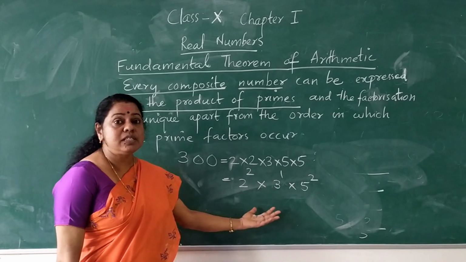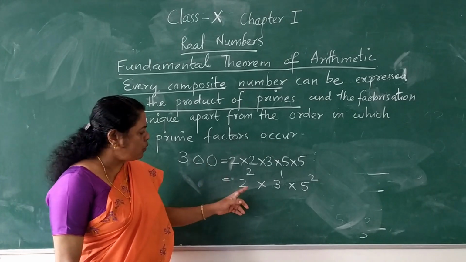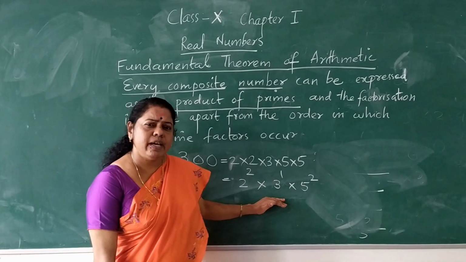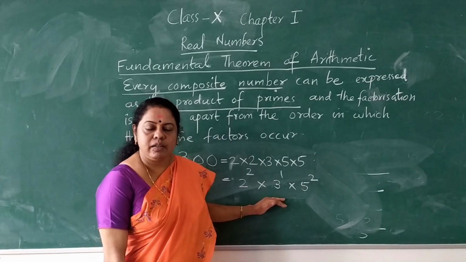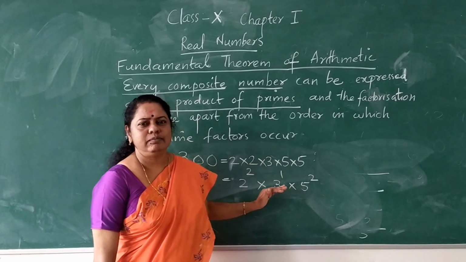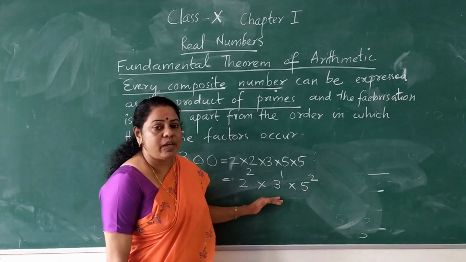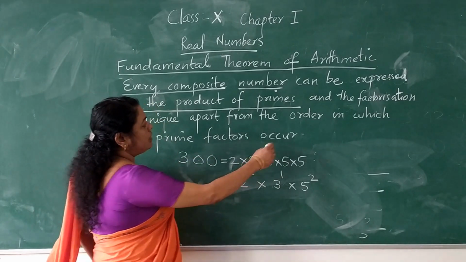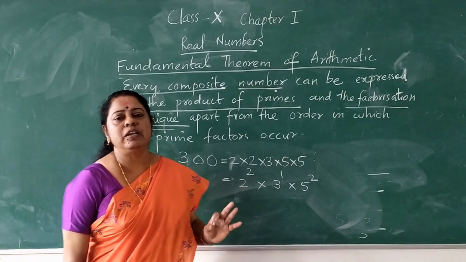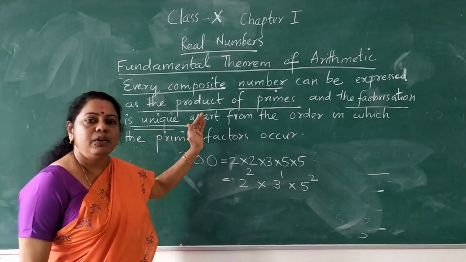We cannot say 7 is a factor of this number. No, 7 is not a factor of the number. Only 2, 3 and 5 are factors of the number. So there is one and only one way of writing the product, and so we can say this is unique. There is a unique way of representation like this. That is the second part: the factorization is unique. There is one and only one way. We cannot write it in any other way.